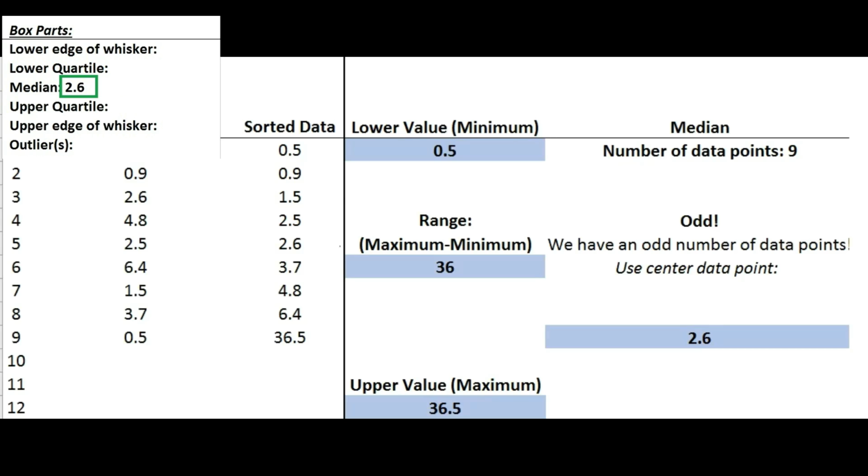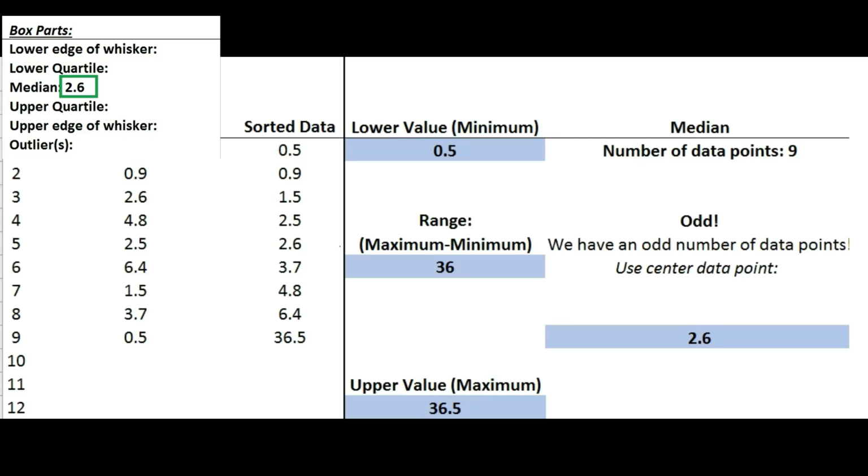And now that we have a median, we can look at the lower half of our data between 0.5 and 2.5. And then we can look at our upper half of our data, 3.7 to 36.5, to see if we can figure out our upper quartile and lower quartile.